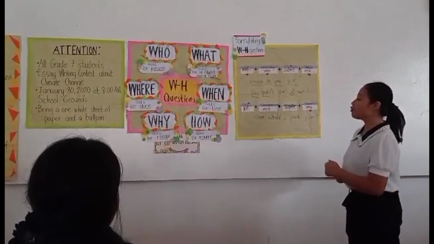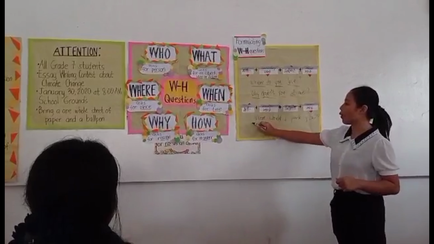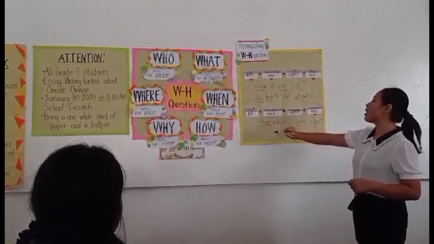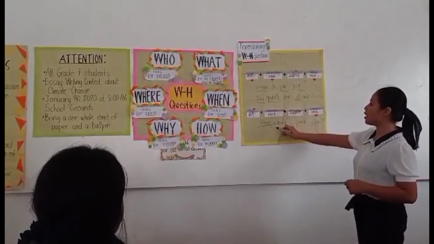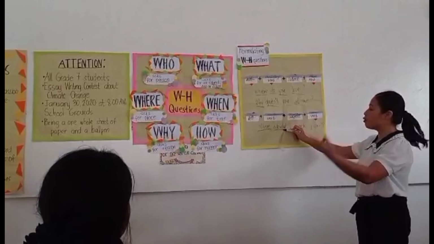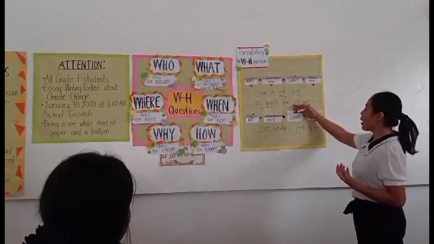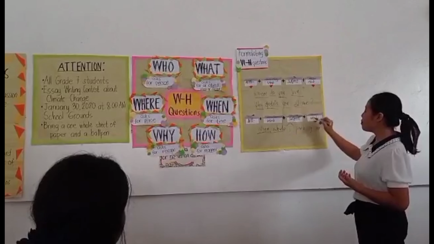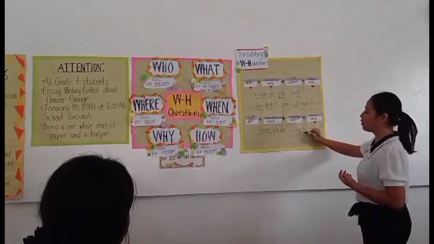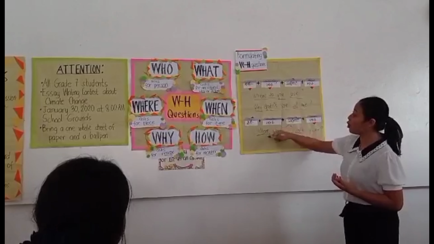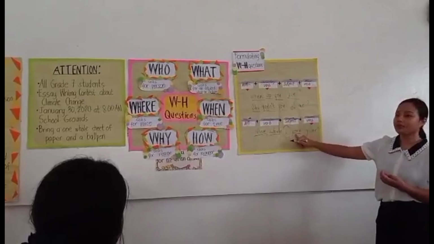So the WH question we're using is where, meaning you're asking for a place. And the modal verb we're using is should, or you can have can, could, those modal verbs. And we have the subject I, and the main verb park. All right. So is this formula clear to you? Yes, ma'am.